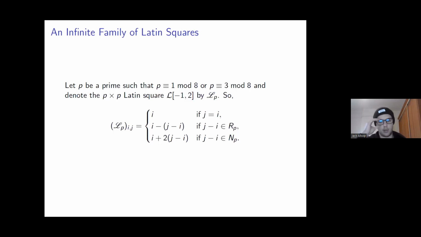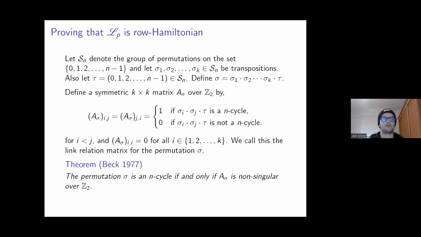except for the Latin squares L3 and L19, which are known to be atomic. And we proved this conjecture. And I'll briefly go through how we did this. So the first step to show that these Latin squares have nu equal 4 is to show that they are Row-Hamiltonian, except for when P is 3 or 19.